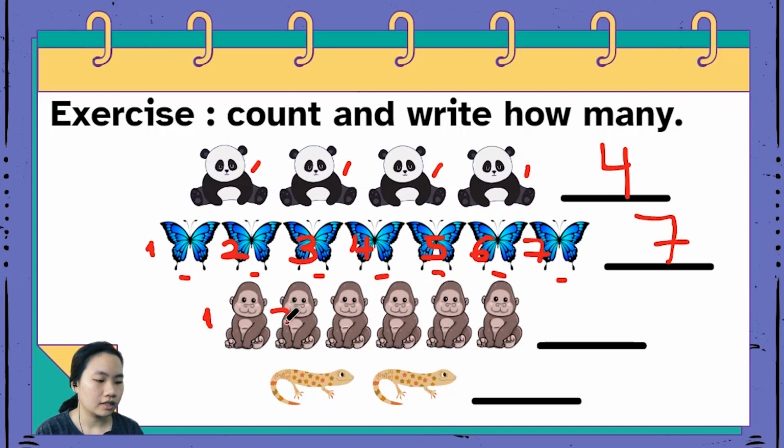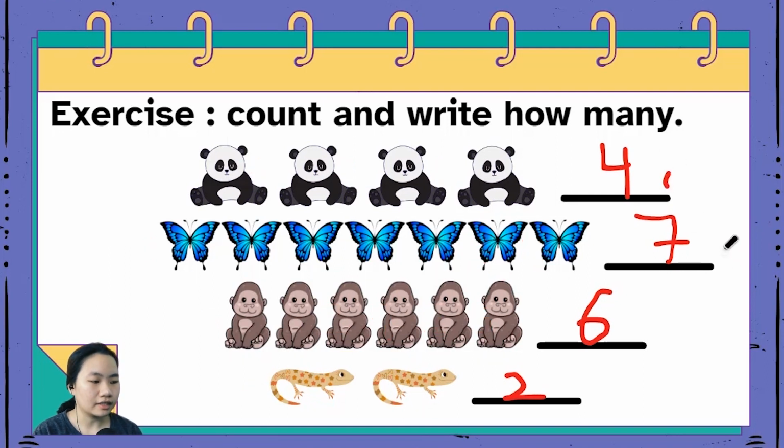1, 2, 3, 4, 5, and 6. We have 6 gorillas. And as for the lizard, 1 and then 2. We have 2 lizards. We have 4 pandas, 7 butterflies, 6 gorillas, and 2 lizards.